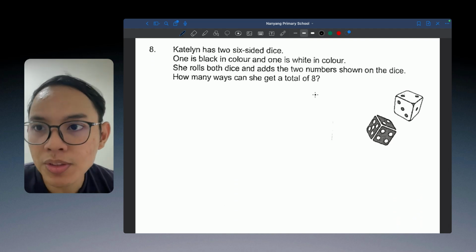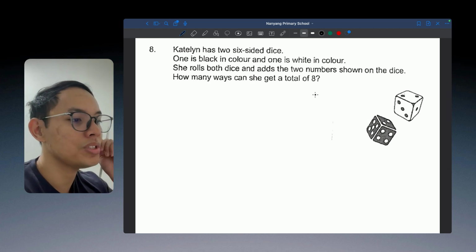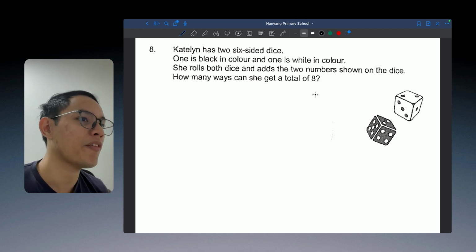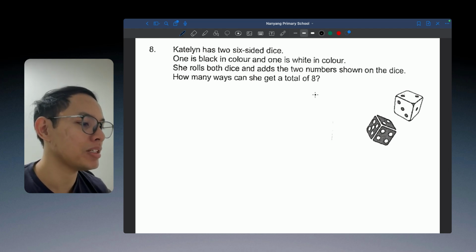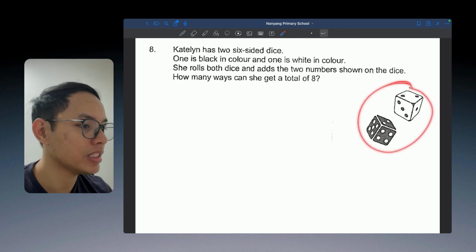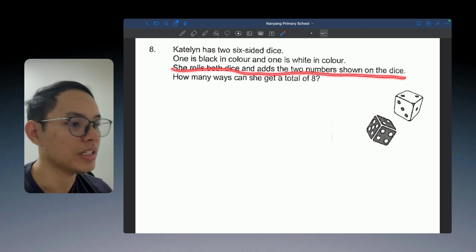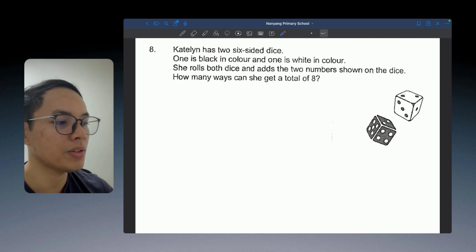You can pause this video to check it out. Okay, so Kaylin has two six-sided dice, right? So essentially what this means is you have 6 possible numbers. One is black in color, one is white, as you see in the picture over here. So she rolls both dice and adds the two numbers shown on the dice. How many ways can she get a total of 8?